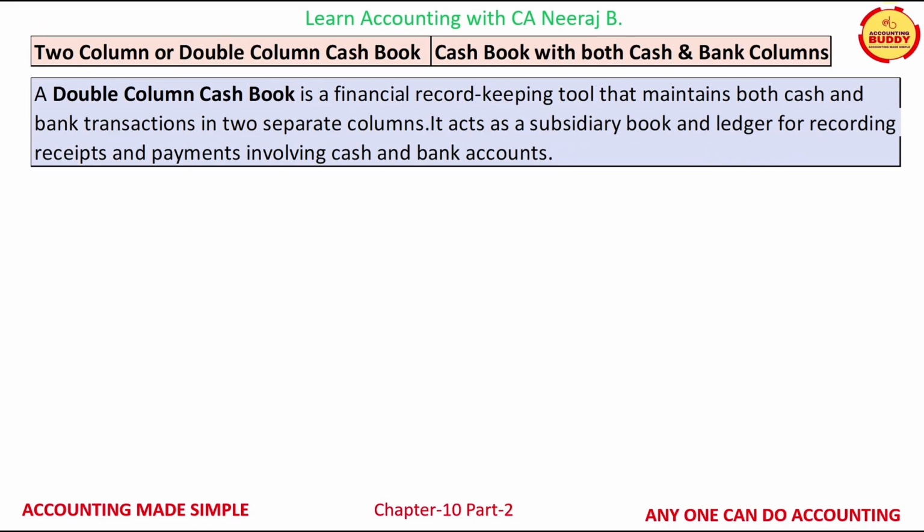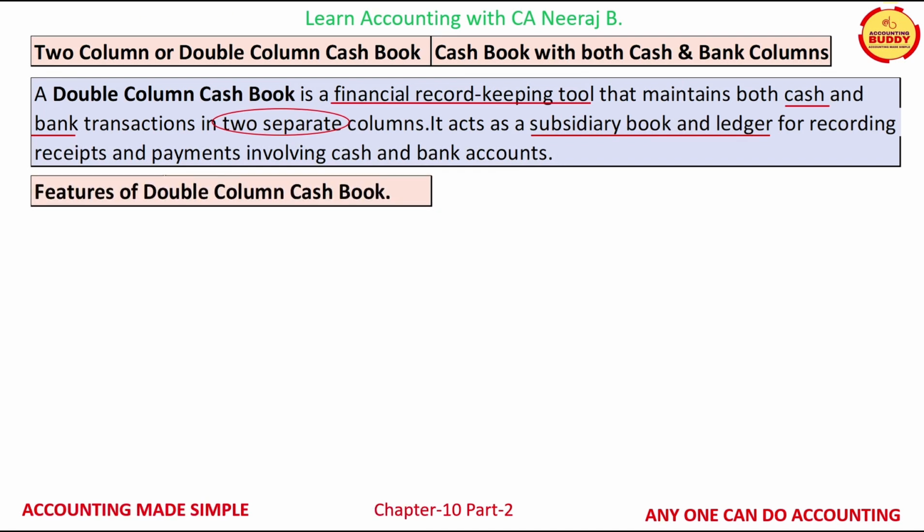A double column cash book is a financial record keeping tool and maintains both cash and bank transactions in two separate columns. It acts as a subsidiary book and ledger for recording receipts and payments involving cash and bank accounts. Let us learn features of a double column cash book.